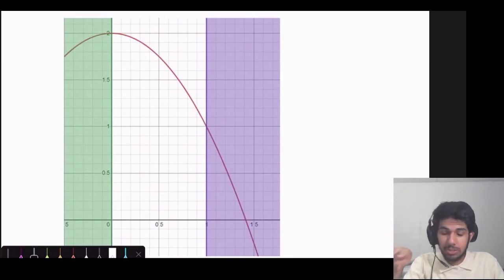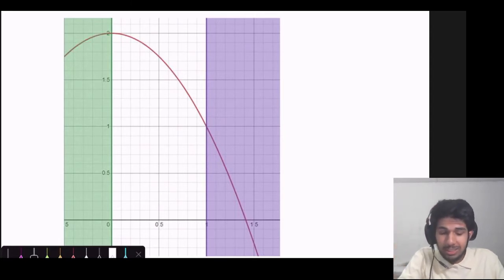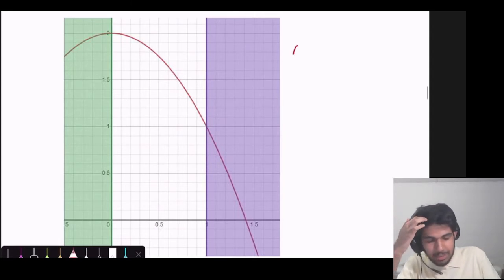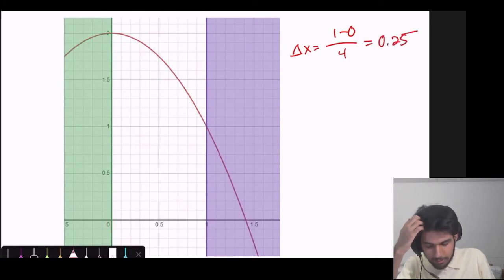We need 4 intervals, so we need 4 rectangles, and we want to have equal widths. So we want delta x to be equal to 1 minus 0, that's the range of our interval, divided by 4 intervals. So we want delta x equals 0.25. We can just mark them here, that these are where the rectangles will be.